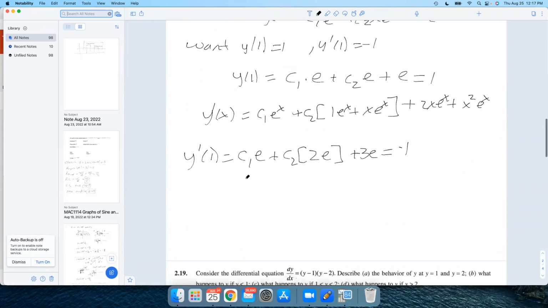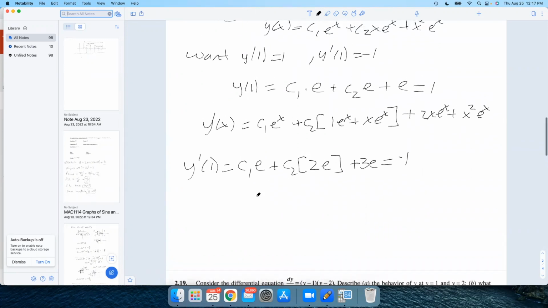So I end up with this system of equations, e c1 plus e c2 equals 1 minus e. That's equation 1 here. And then this one will be e c1 plus 2e c2 equals -1 minus 3e.